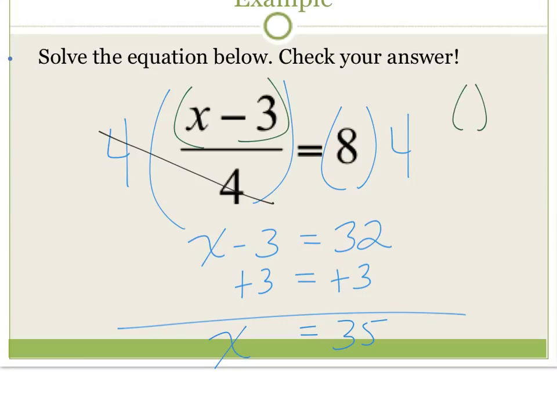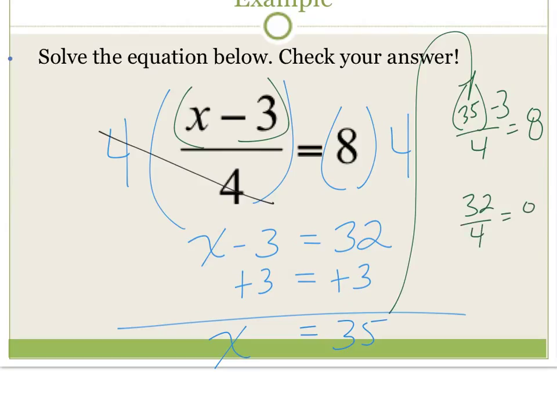So I have x minus 3 over 4 equals 8. In the x spot, I'm going to put 35. So 35 minus 3 is 32. 32 divided by 4 equals 8. Well, of course, 8 does equal 8. So I've checked this. X equals 35 is my solution.